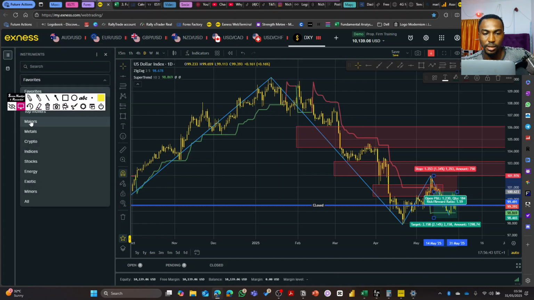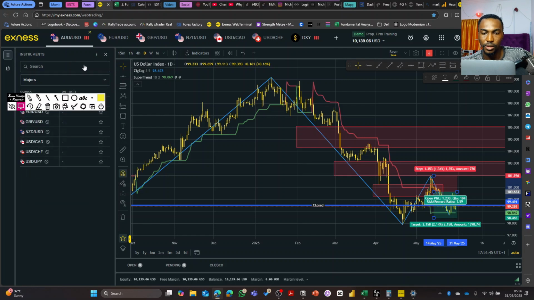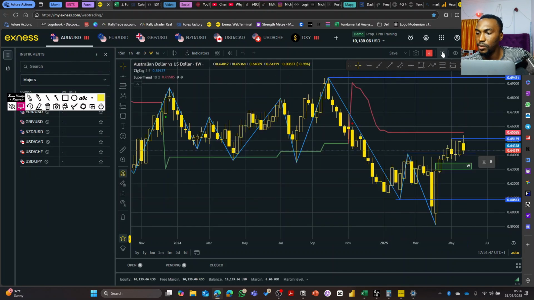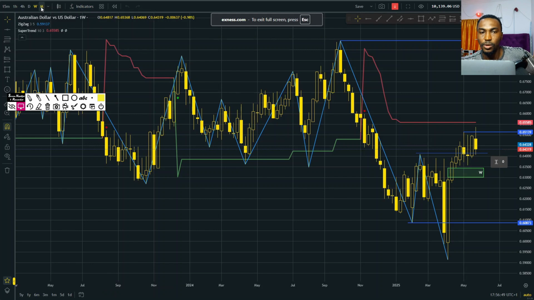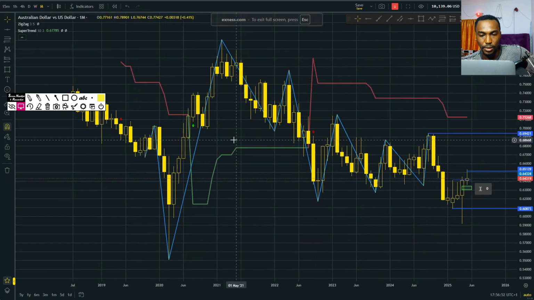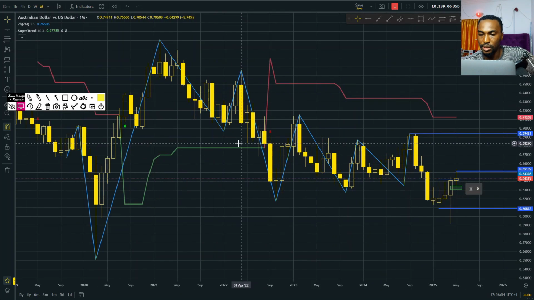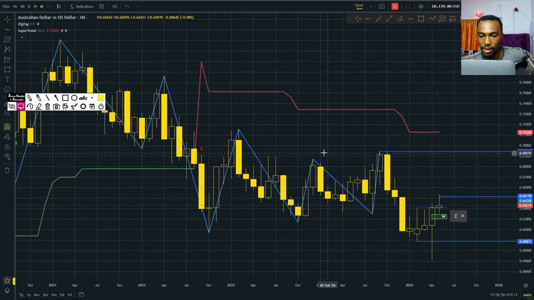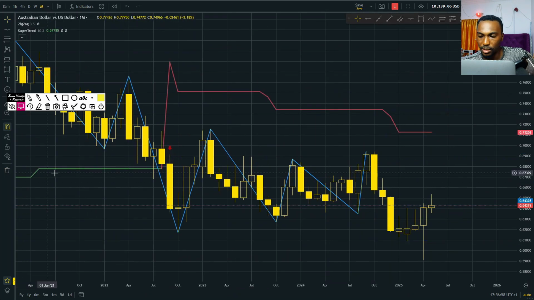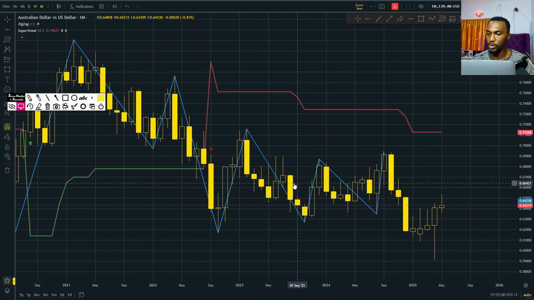majors. The majors is where we're going to be looking. Let's start with the Australian dollar against the US dollar. So we know there's now a monthly situation, right? We're going to look at the monthly situation right here. Let's take out every single thing here. So on the monthly situation, right?